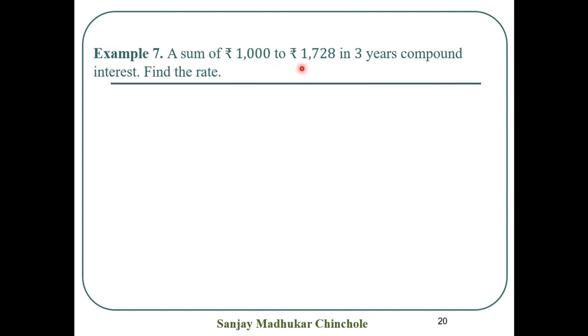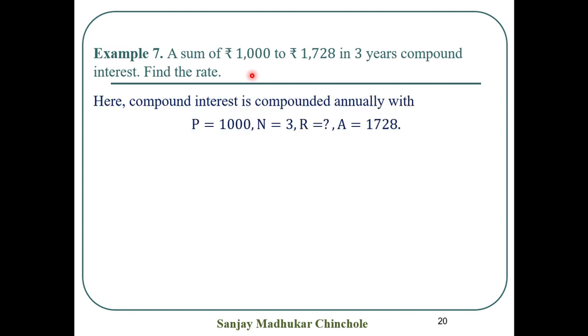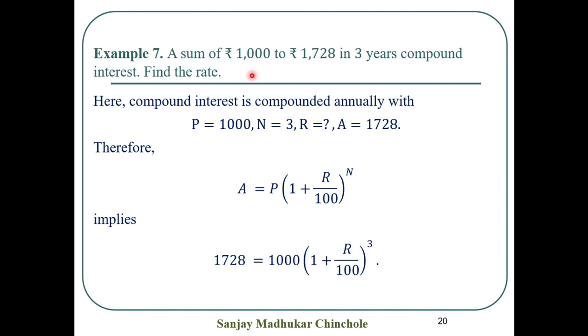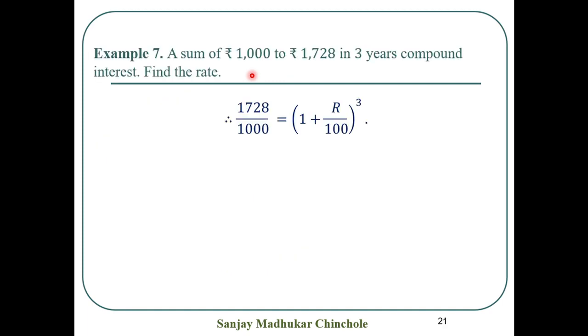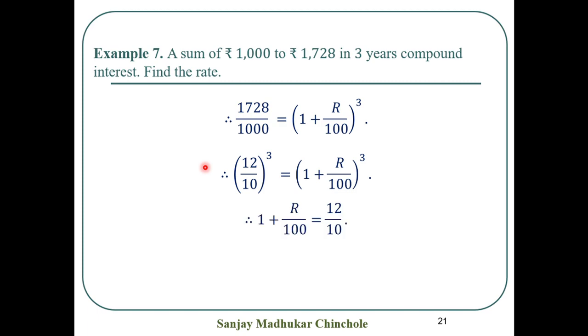Seventh example, a sum of rupees 1000 becomes rupees 1728 in 3 years at compound interest. Find the rate. Here principal is 1000, A is equal to rupees 1728, amount by compound interest compounded annually by default, number of years is 3, and we have to find the rate of interest R. Similar as before, we can substitute the values and find the 1 plus R upon 100 bracket cube is equal to 1728 divided by 1000. As 1728 is a cube of 12 and 1000 is a cube of 10, you can replace this by 12 by 10 bracket cube.